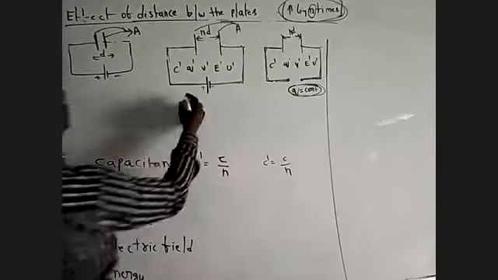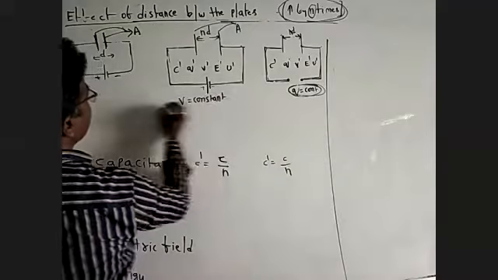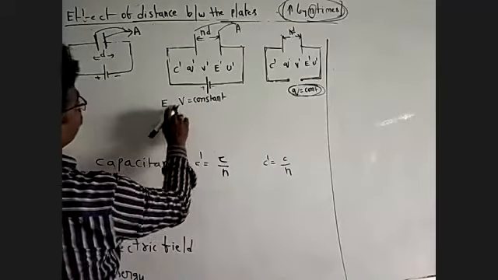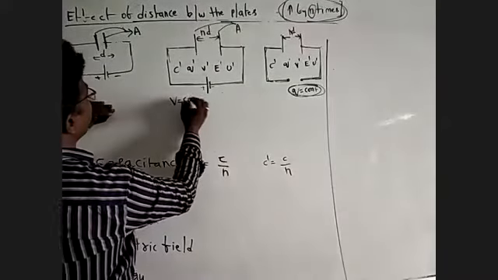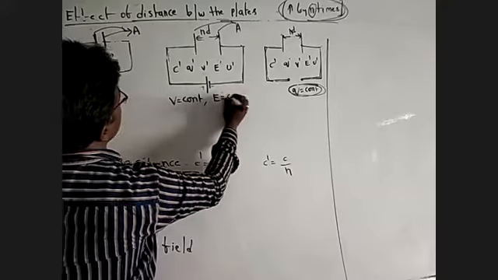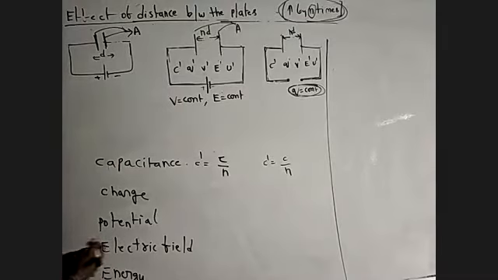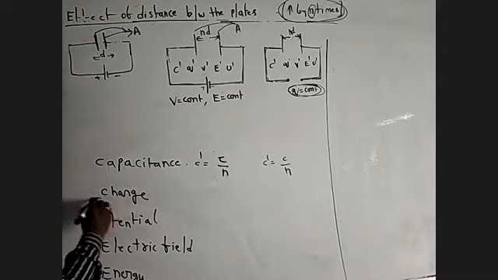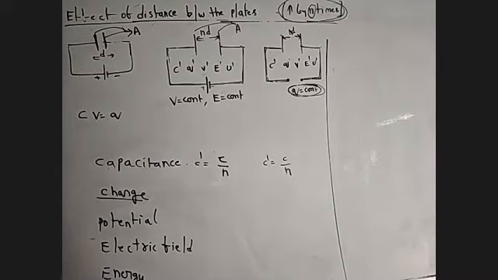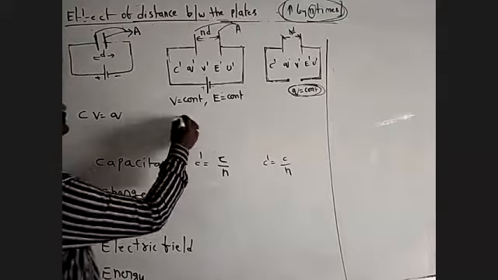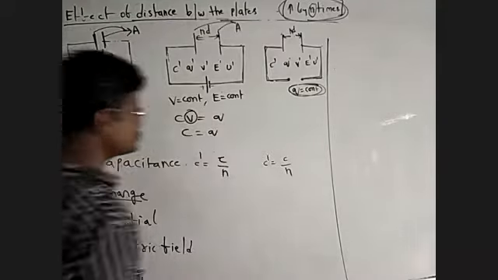Next value, V. V is constant, potential is constant, and E is also constant. Or Q is also constant. Okay, now the next one, charge. The simple formula is Q is equal to CV. Here CV is equal to Q. V is constant, so C is proportional to Q.